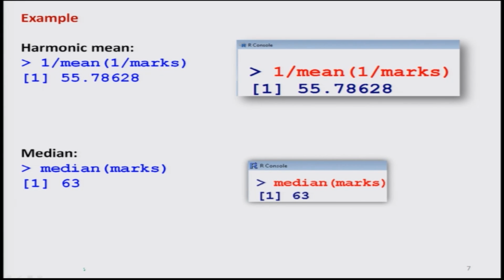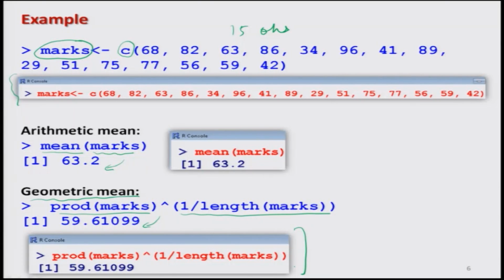Next we compute the harmonic mean, and you can see here this is the syntax. Marks is my data vector, and I do 1 upon mean of 1 upon marks, and I get this value over here, and here is the screenshot of the outcome. And similarly, if I want to find out the median of my data marks, then this is median, and inside the argument this is the data vector marks, and I directly get this value 63, and here is the screenshot. But why not do this over the R console and see what we obtain.